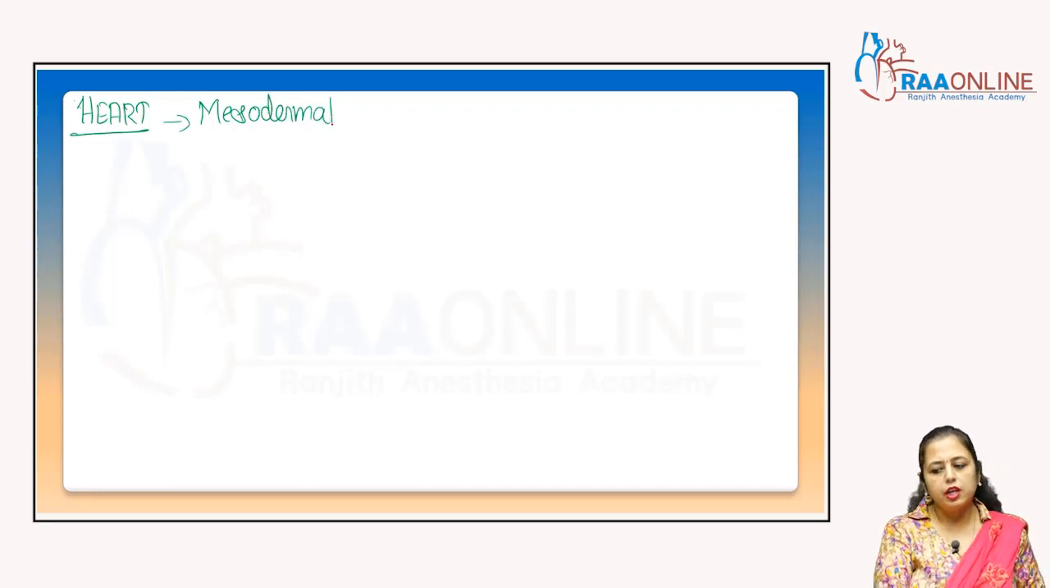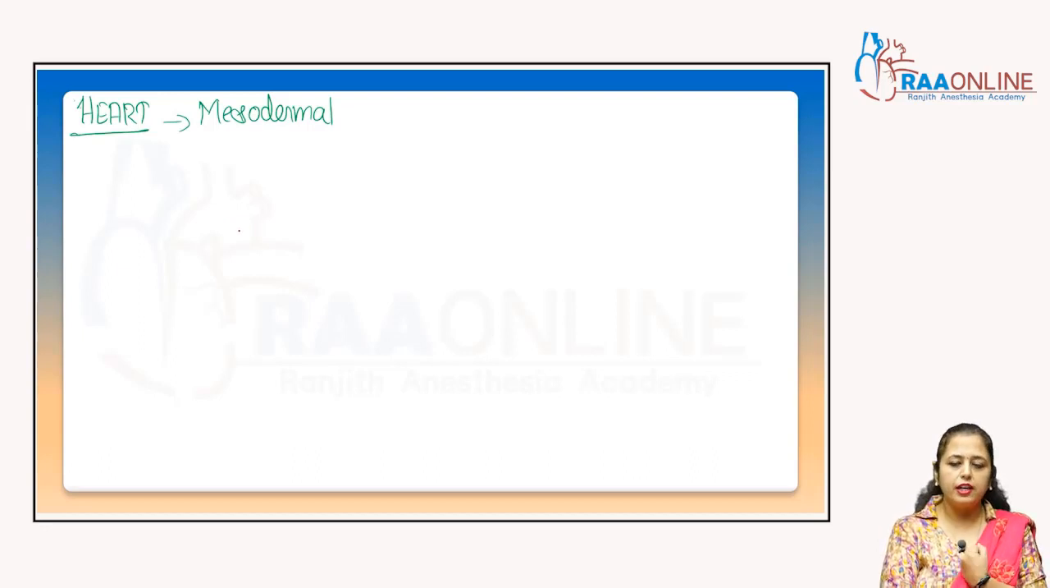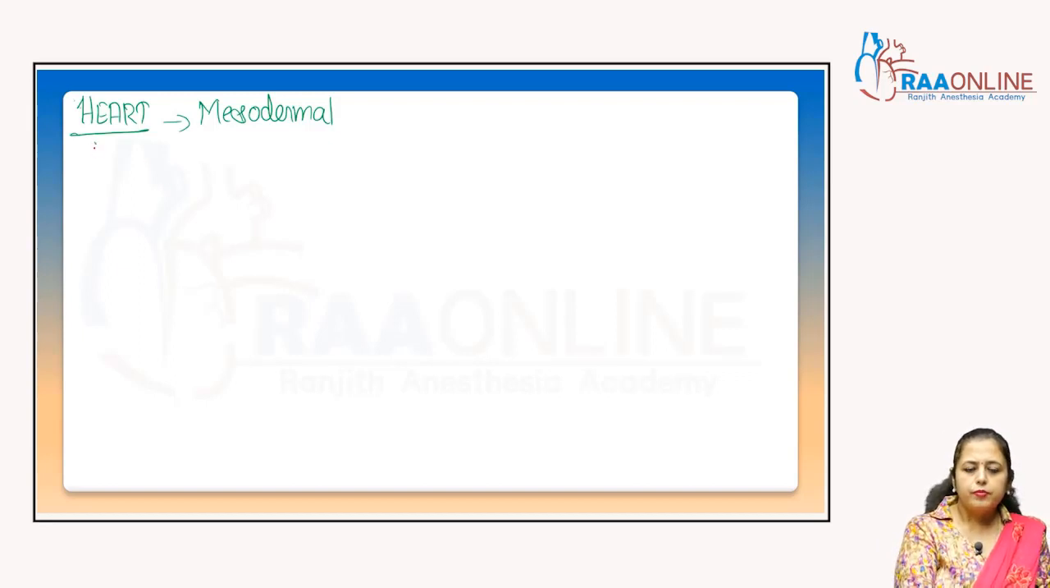Now come to the human circulatory system, that is we will talk about the heart now. We know that heart is mesodermal in origin, situated in the thoracic cavity, right? It is situated in the thoracic cavity, just in between the two lungs, or we can say in the mediastinal space between the two lungs, right? Clear?